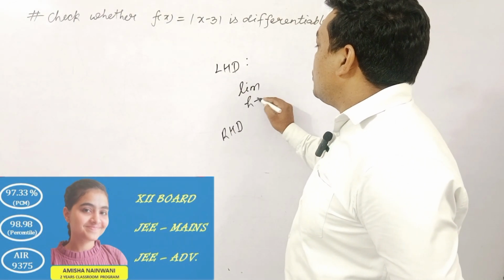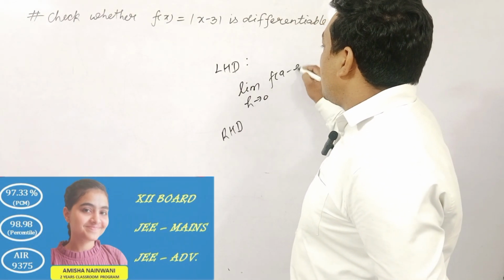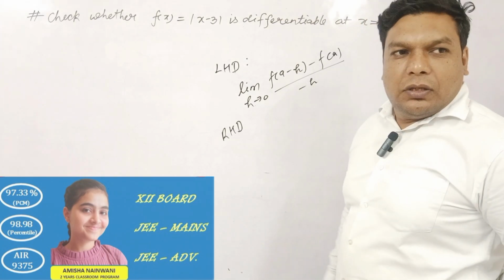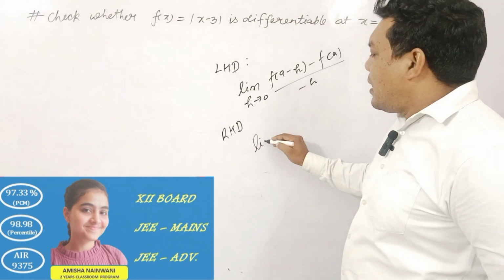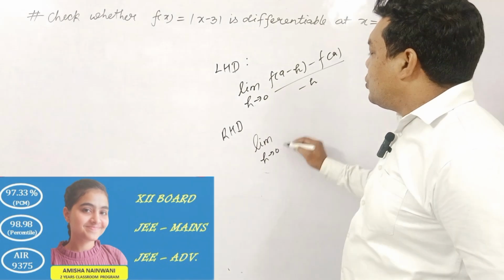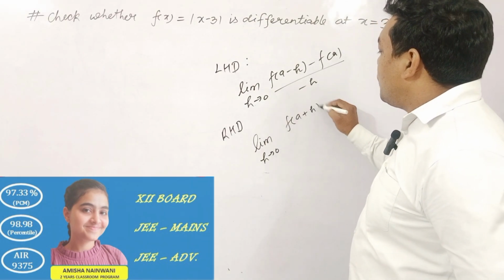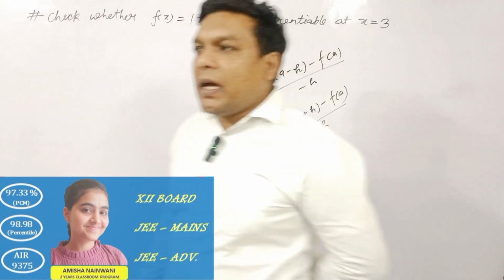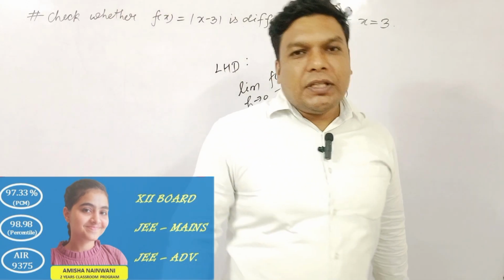Limit h tends to 0, f of a minus h minus f of a upon minus h. And what was RHD? It is limit h tends to 0, f of a plus h minus f of a upon h. If both LHD and RHD are equal, then we say the function is differentiable.